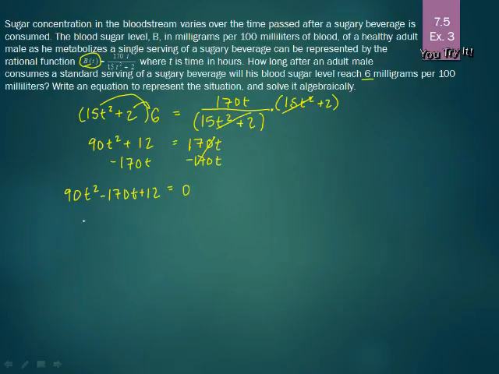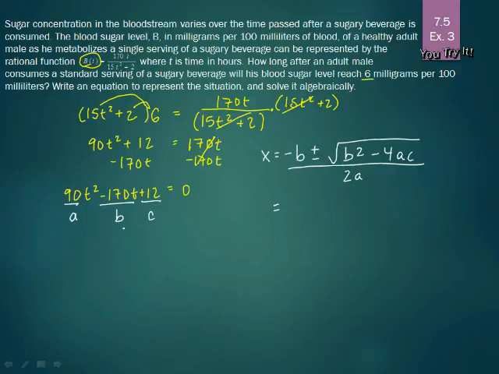So we have 90t squared minus 170t plus 12 equals 0. And then to solve this, we could try factoring. And these are pretty big numbers. Another way we could do it is just by using the quadratic formula. So let's go ahead and plug in these values in the quadratic formula. In our standard quadratic, 90 would be the a value, negative 170 would be the b value, and positive 12 would be the c value.